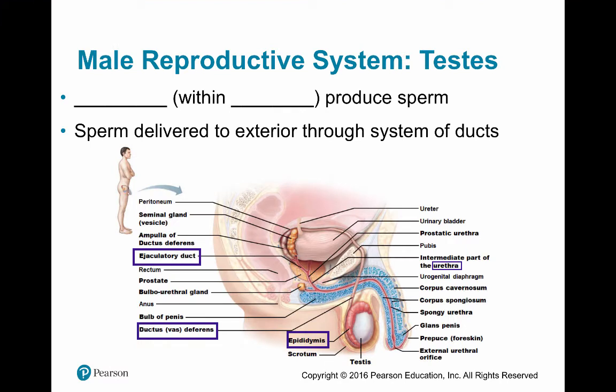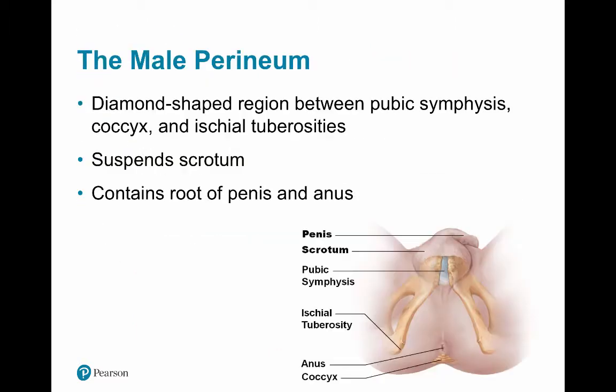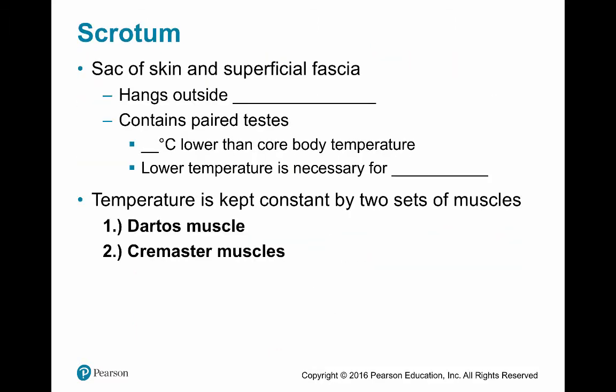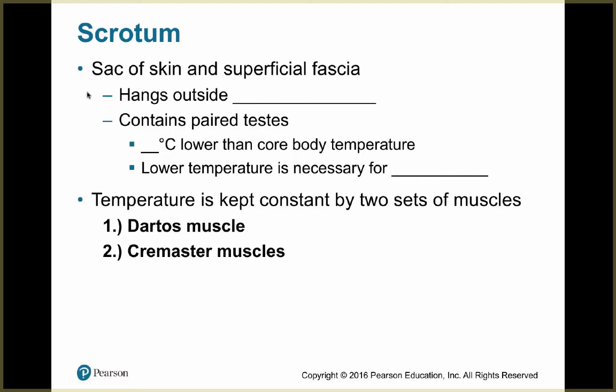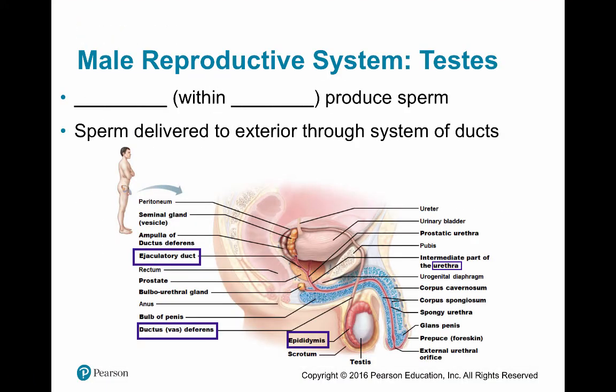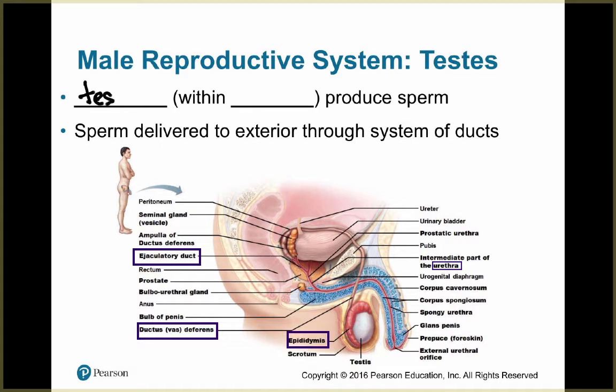And so basically, the thing that produces sperm in men are the testes. And these can be found within the scrotum. And like I said, they produce sperm. And basically, sperm is delivered to the exterior through a system of ducts.